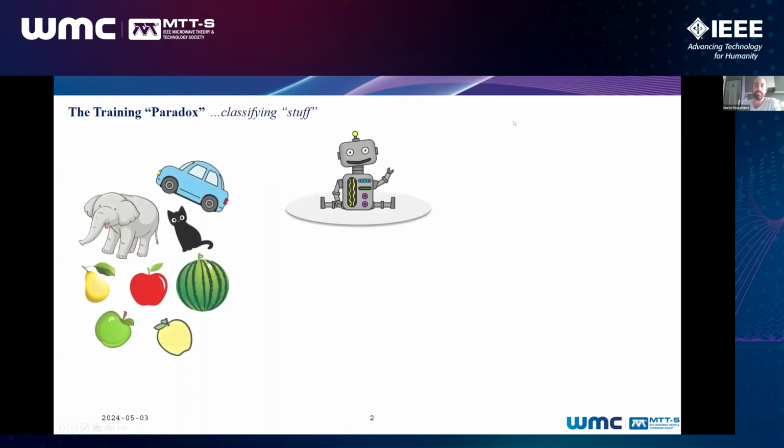So at first, let's talk a bit about the paradox of training for a deep neural network. We have a nice robot here. The robot must recognize some class of something. So we have maybe a word there.